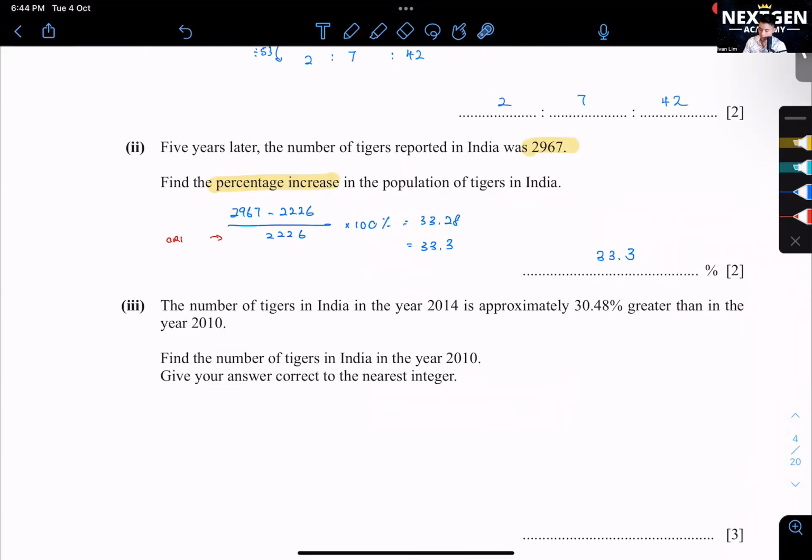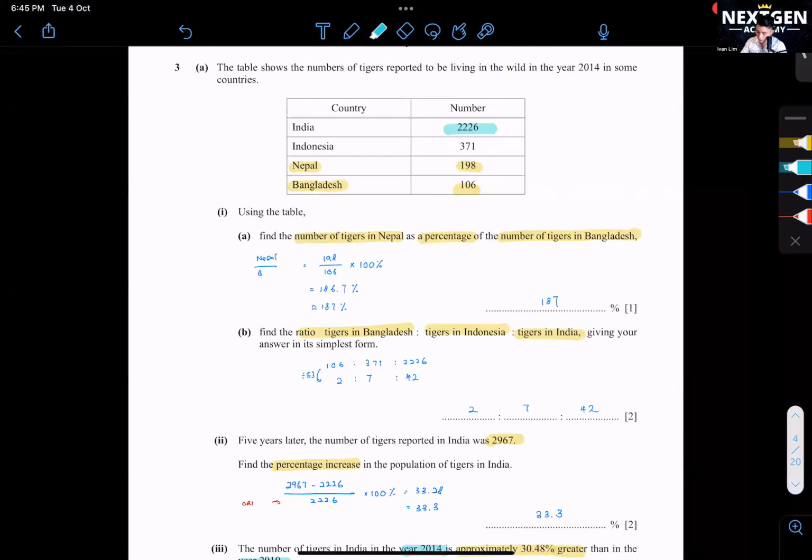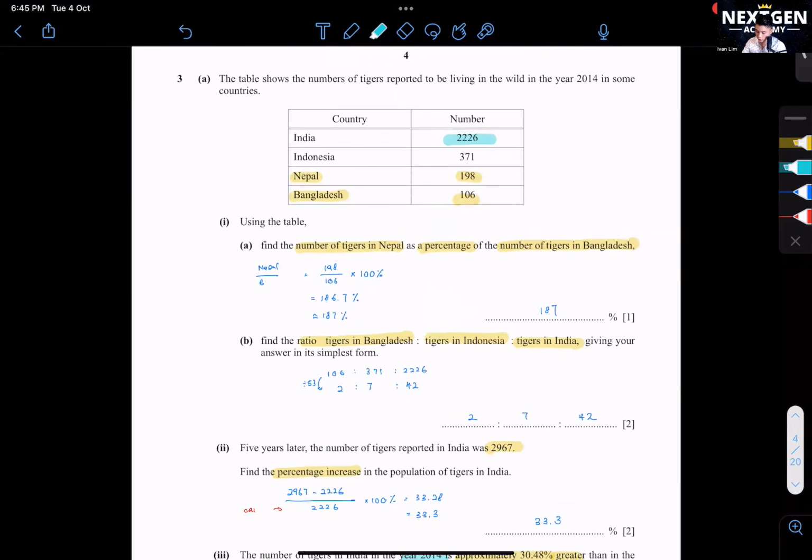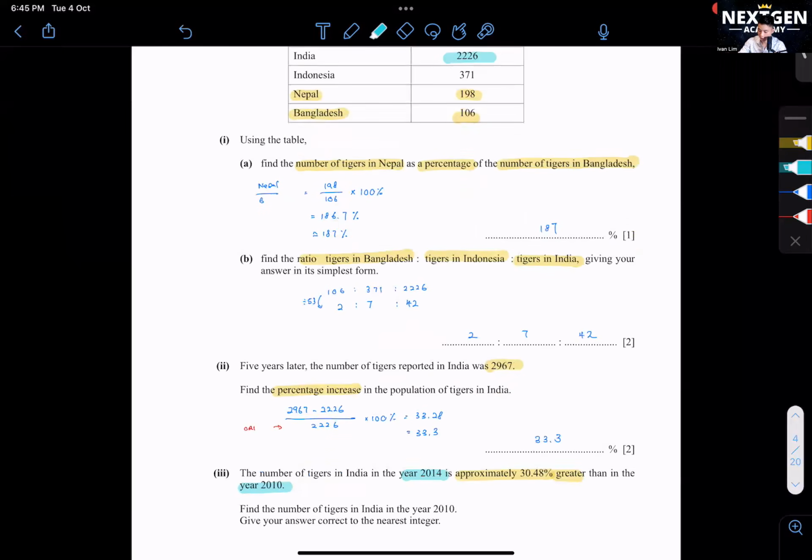Question 3. The number of tigers in India in the year 2014 is approximately 30.48% greater than in the year 2010. So 2014 compared to 2010. Find the number of tigers in India in the year 2010. Give your answer to the nearest integer. So how do we do this? The tiger number given here is for 2014, right? If you don't know how to straight away write the equation, you can always write in terms of the ratio.